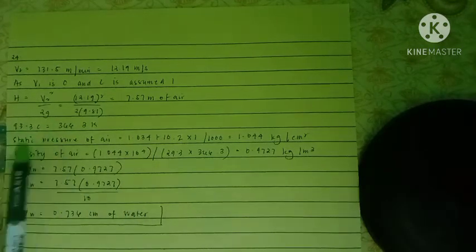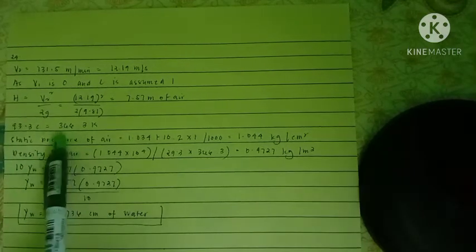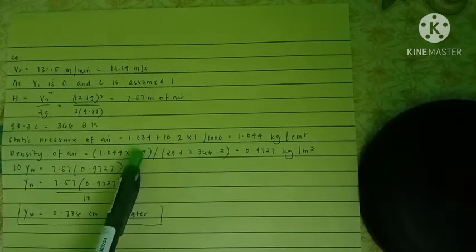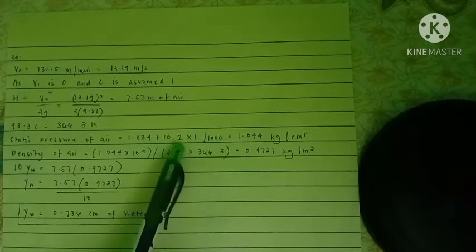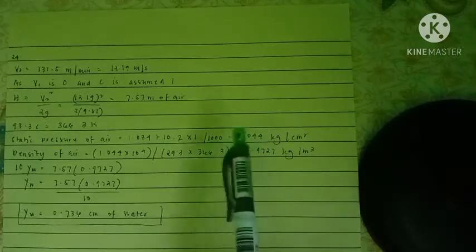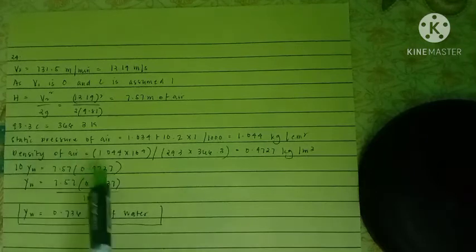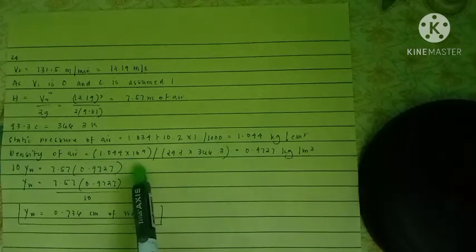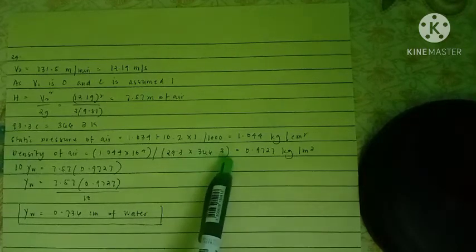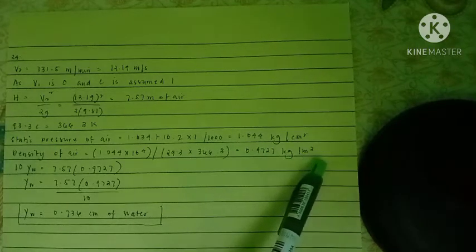For 93.3 degrees, we have to convert it into Kelvin, which is 366.3 Kelvin. So the static pressure of air is equal to 1.034 plus 10.2 times 1 divided by 1000, which is 1.044 kilogram per centimeter squared. So for the density of air, 1.044 times 10 raised to 4 divided by 29.3 times 366.3, which is equal to 0.9727 kilograms per cubic meter.